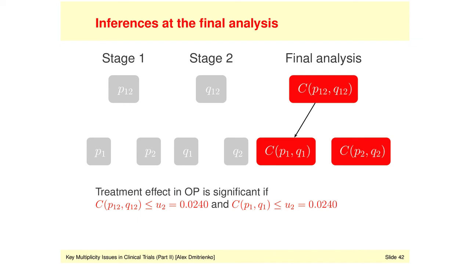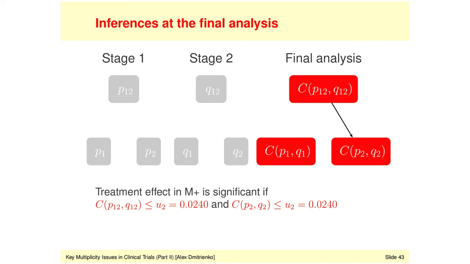And when we talk about the significance level that needs to be considered here, we should go back to the selected alpha spending function and recall that at the end of the trial, the adjusted significance level that needs to be used is given by U2, which is equal in this case to 0.024. And therefore, the treatment effect in the overall population will be declared significant if both of the conditions given at the bottom of the slide are satisfied.